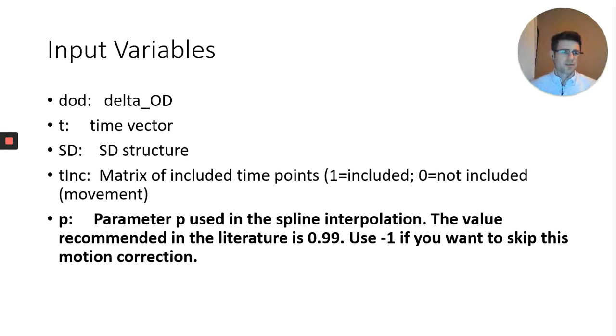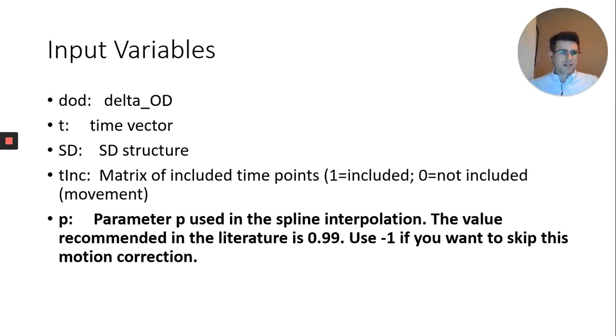This parameter is put into the spline interpolation, and the default value is 0.99. If you use a value of -1, it will omit the function, so it just ignores the spline correction. The only reason I could see anyone wanting to use this is if you have a pipeline, you run it and get the spline correction, and you want to compare it against not running the spline correction, and you don't want to write a whole new pipeline. So you just put in -1 and you can see the difference.